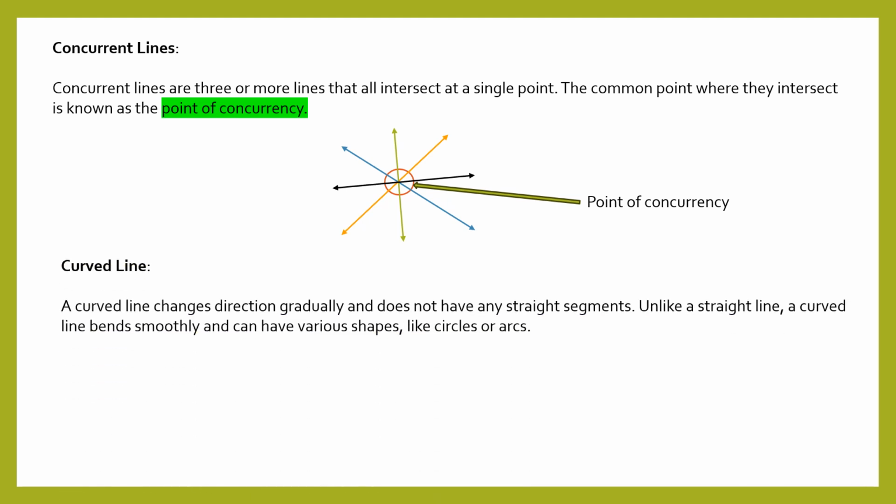Now let us understand what are curved lines. A curved line changes direction gradually and does not have any straight segments. Unlike a straight line, a curved line bends smoothly and can have various shapes like circles or arcs.